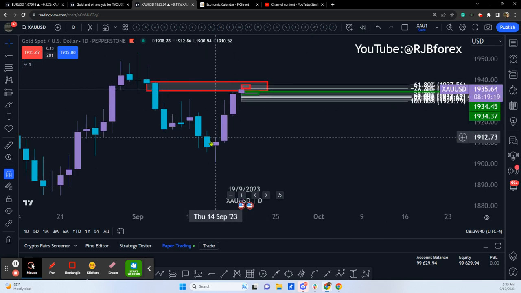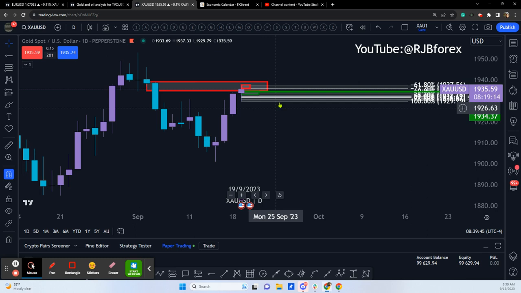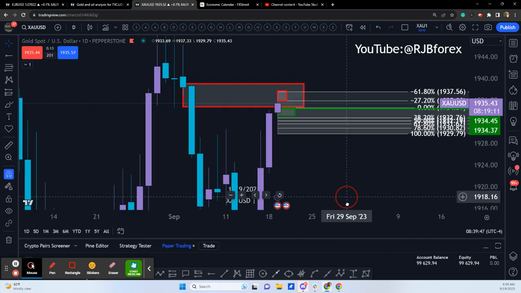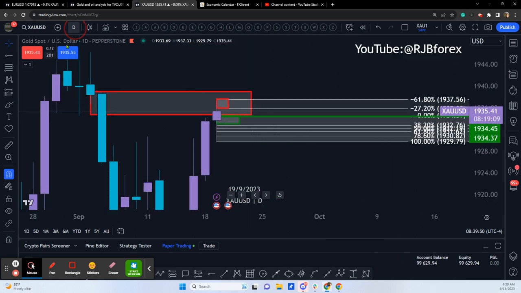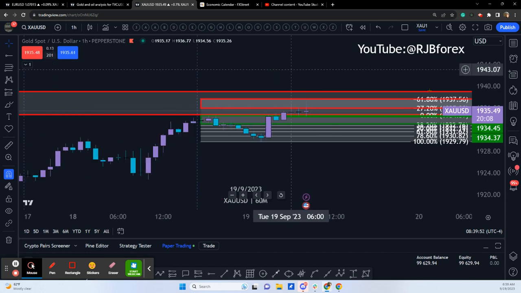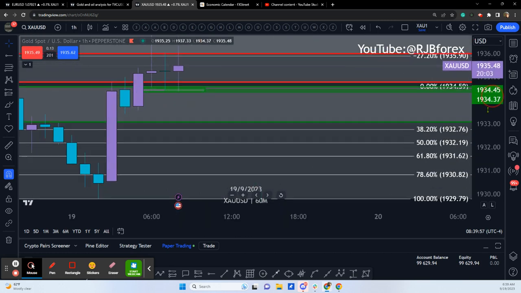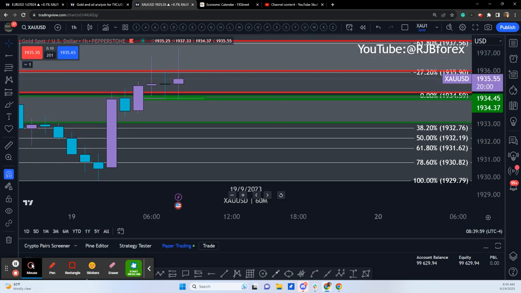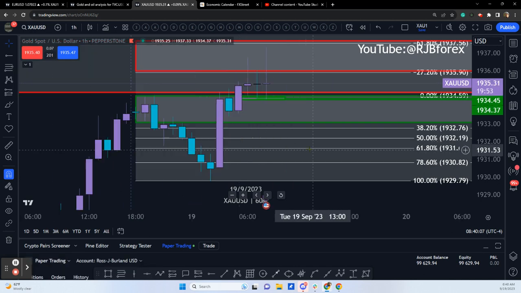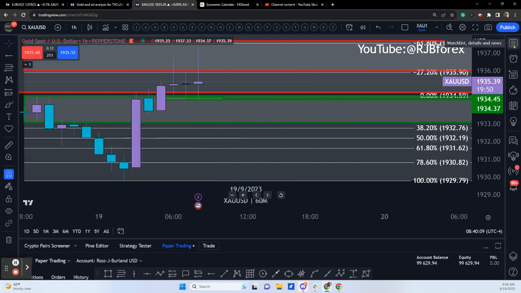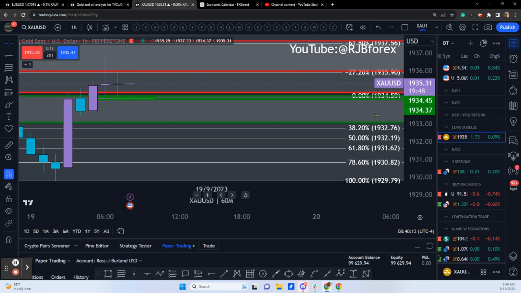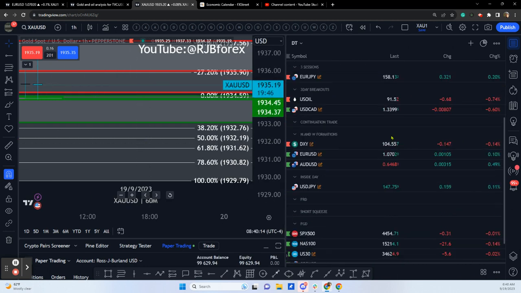Right, so potentially looking for shorts in gold, but it's got support structure to get through on the downside yet. Right, any other pairs, guys, you want me to look at? We can look at the indexes.